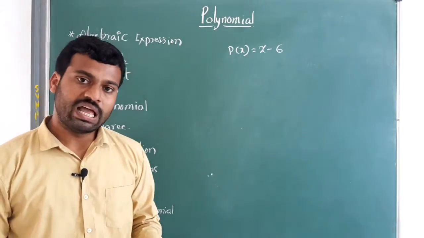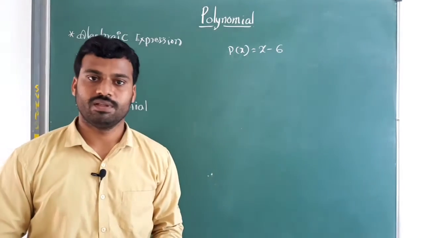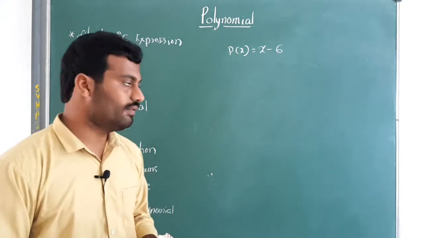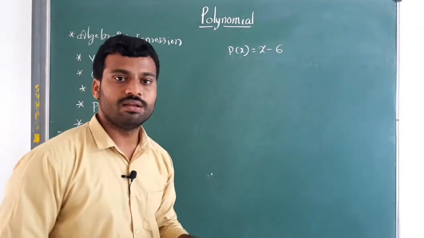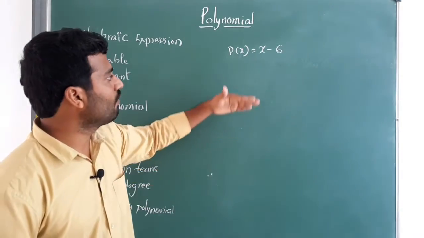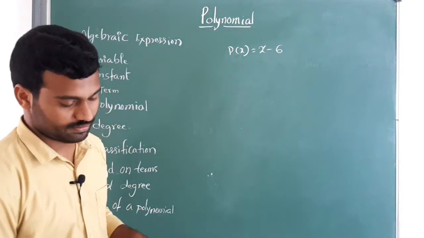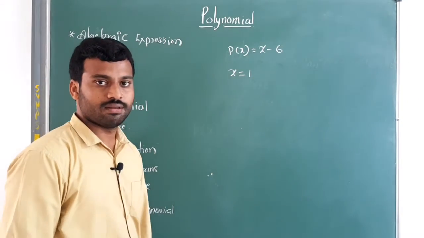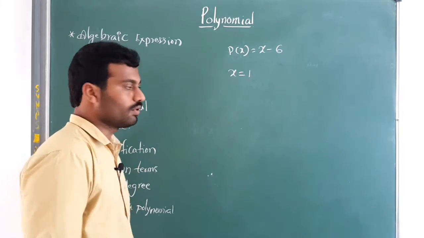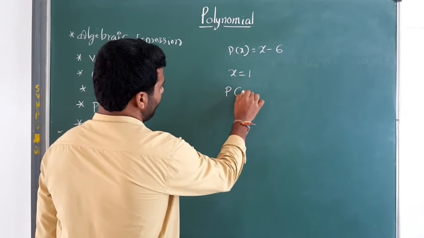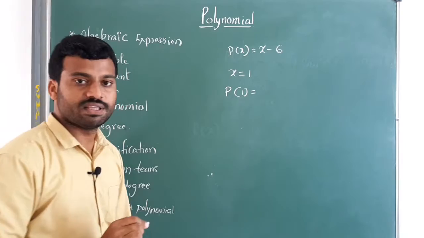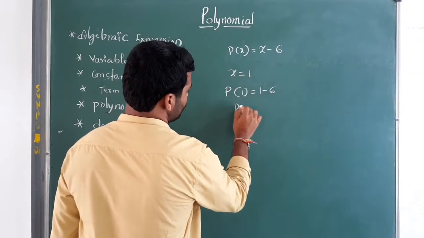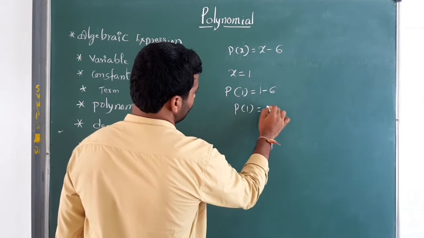So what will I do? I will give some values to the variable. Correct or not? The variable does not have any fixed value, so I will give some values to the variable. Now I will check what value of the polynomial we get. First I will take x equal to 1, then I will see the value. Just where you have x, you replace x with 1. So 1 minus 6, that is, P of 1 is equal to minus 5.